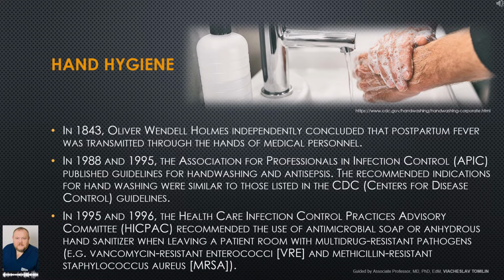In 1988 and 1995, the Association for Professionals in Infection Control, APIC, published guidelines for hand washing and antisepsis. The recommended indications for hand washing were similar to those listed in the CDC, Centers for Disease Control, guidelines. In 1995 and 1996, the Healthcare Infection Control Practices Advisory Committee, HICPAC, recommended the use of antimicrobial soap or anhydrous hand sanitizer when leaving a patient room with multi-drug-resistant pathogens, for example, vancomycin-resistant enterococci, VRE, and methicillin-resistant Staphylococcus aureus, MRSA.